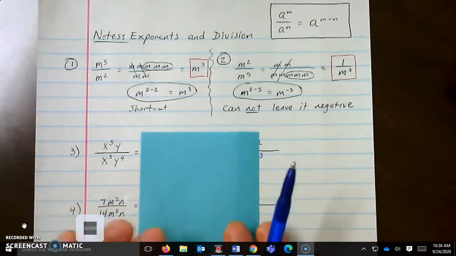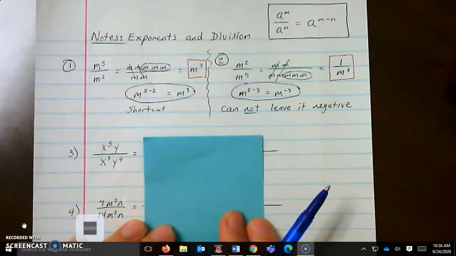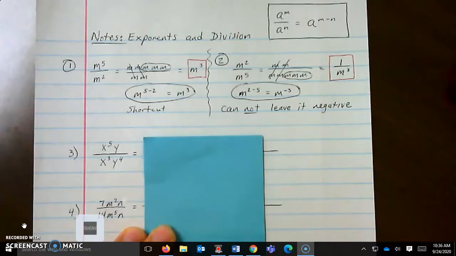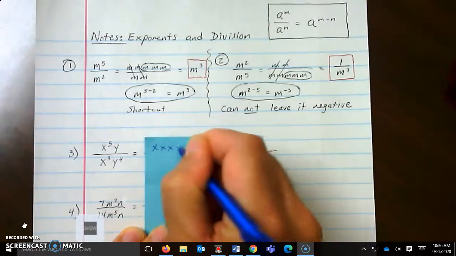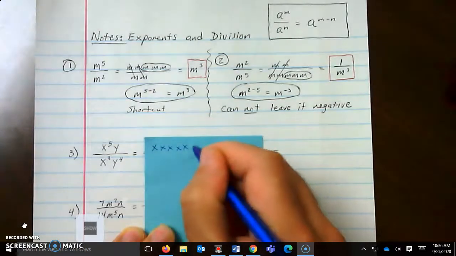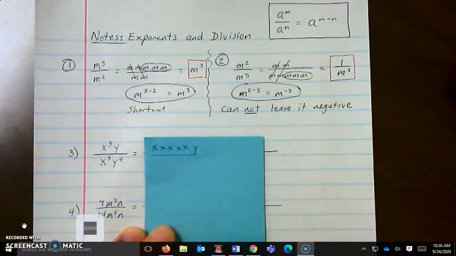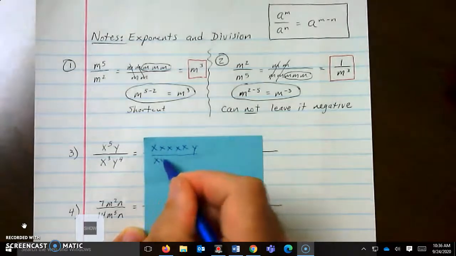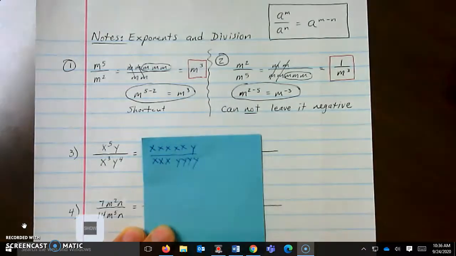So I'm going to do this one on top of this little post-it note because I already did the problem. Then I had to stop the video and it's already there. So x to the fifth, 1, 2, 3, 4, 5 times y. I just expanded the numerator. The denominator, x to the third, y to the fourth. You know I need 4 of them. So just start crossing out.